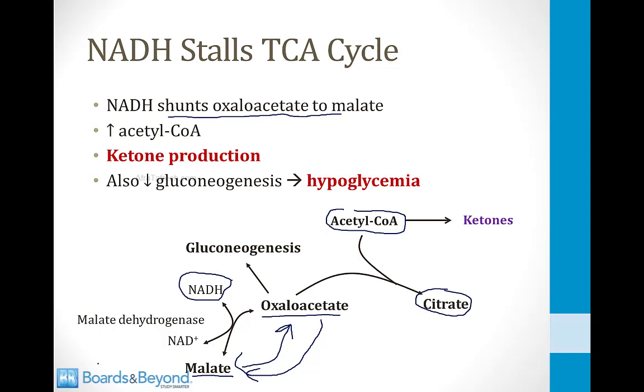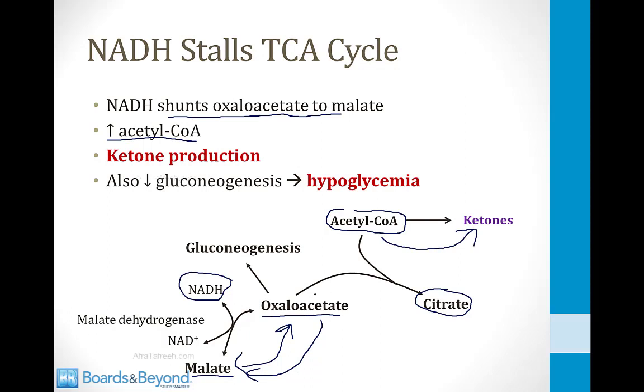And because the TCA cycle is slowed both from inhibition of the enzymes I showed you on the last slide and shunting of oxaloacetate to malate, you get high levels of acetyl-CoA inside of cells. In the liver, this favors the formation of ketones, and this is part of the reason why you become ketotic when you consume too much alcohol.